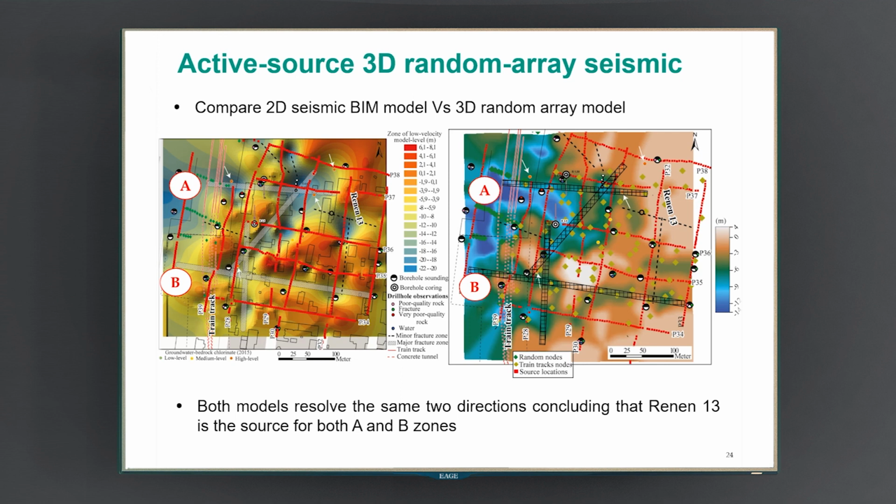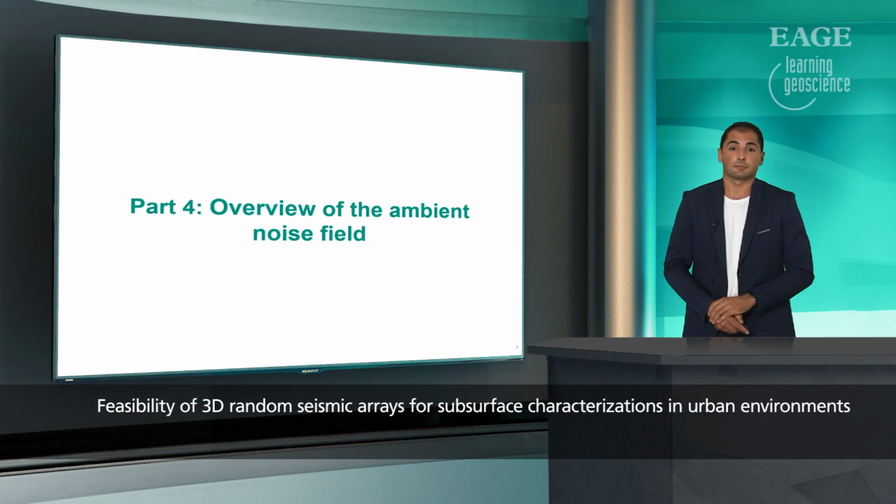If we now compare the 2 independent results together, we can see on the left the 2D seismic model obtained using the BIM approach versus our 3D random array model. Both models resolve the same 2 directions, concluding that Renan 13 is the source for both A and B zones. Which brings us to the last part of my E-lecture, where I will try to analyze some ambient noise data downloaded from the random array wireless nodes.